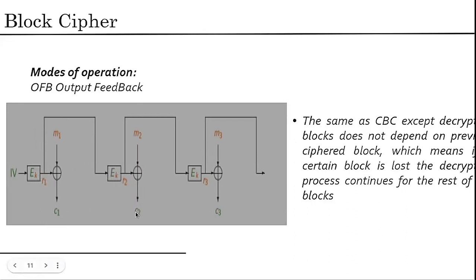C2 right now does not depend on C1 to be decrypted. It depends on getting R2, which is the result of encrypting IV the first time to get R1, and then another time, a second time. So in other words, to decrypt any message MN, we need to encrypt IV n number of times using EK, and then finally we XOR it with that result.